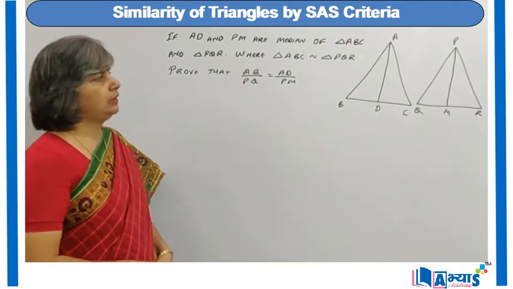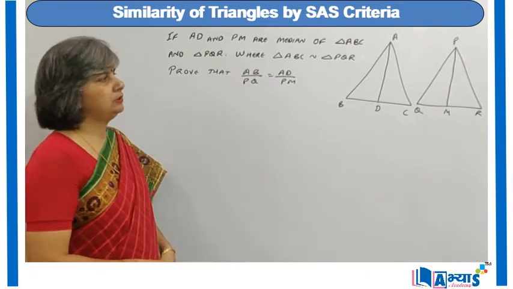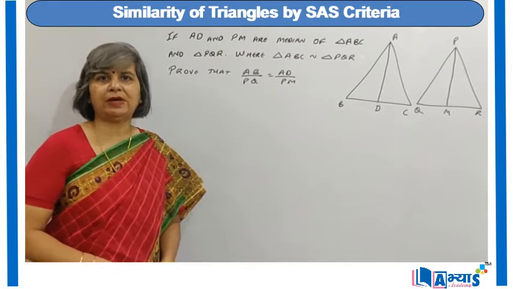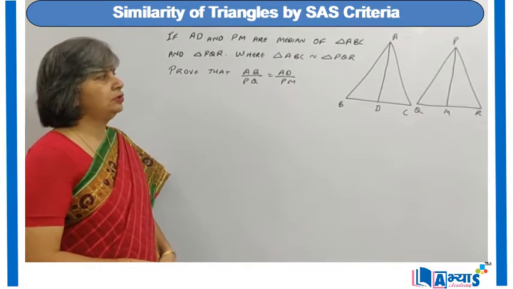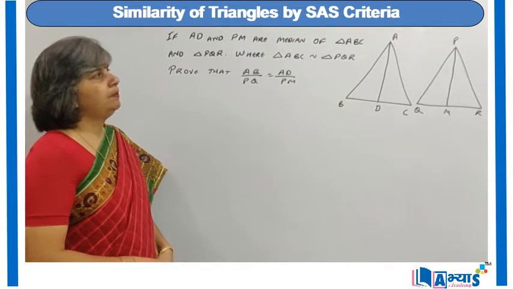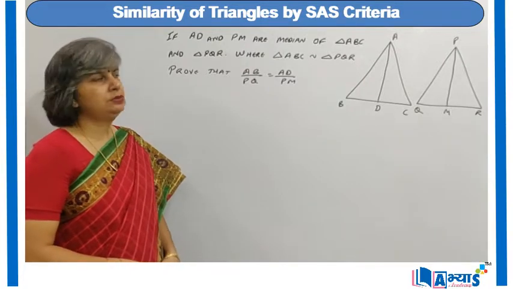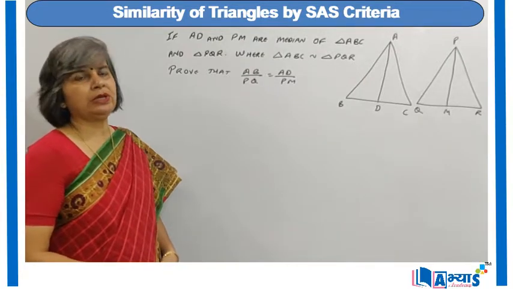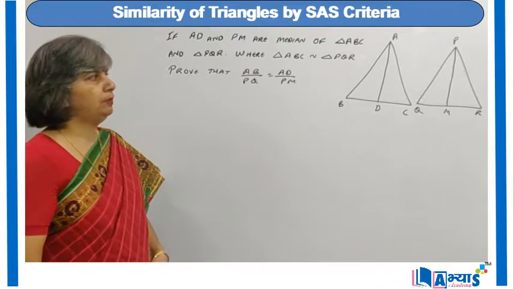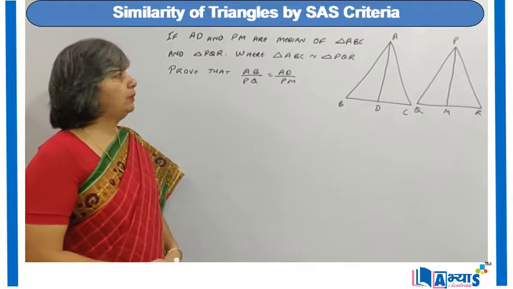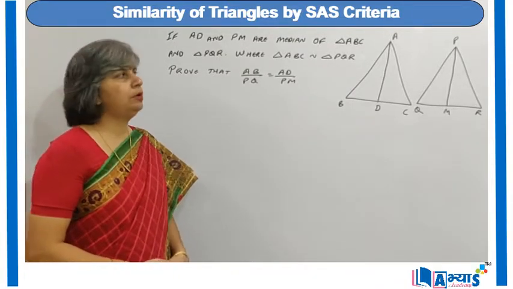Moreover, we are given that D is the midpoint of BC because AD is the median and a median divides the side into two equal parts. So D is the midpoint of BC and PM is also a median, so M is the midpoint of QR, and we have to prove that AB upon PQ is equal to AD upon PM.